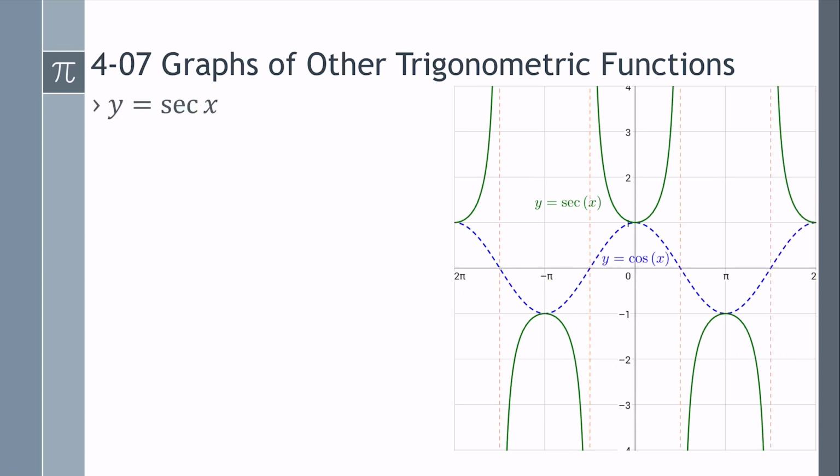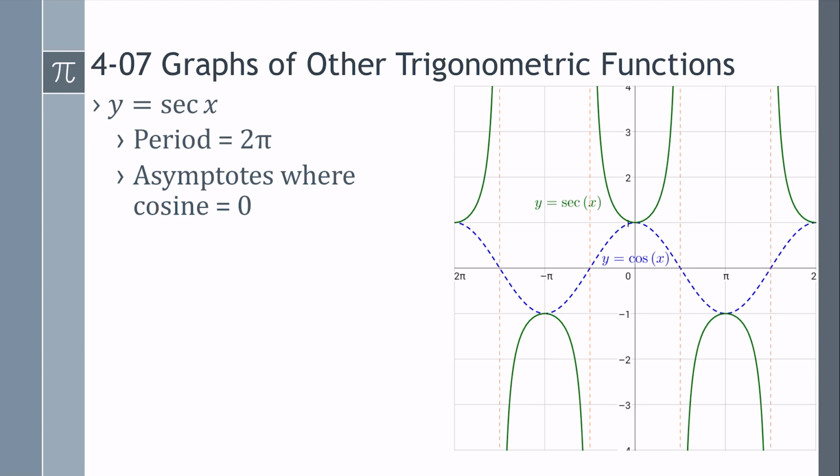Secant is very similar to cosecant. In fact, they're just shifted from each other. Only this one uses cosine instead of sine, because secant is the reciprocal of cosine. But it's the same idea. We can draw cosine, and then you draw the asymptotes where cosine equals 0, where the x-intercepts for cosine are. And then you do these nice little loops. The asymptotes would be at pi over 2, 3 pi over 2, etc.